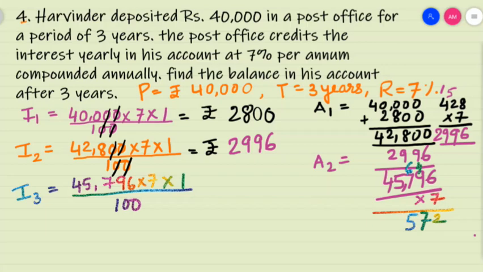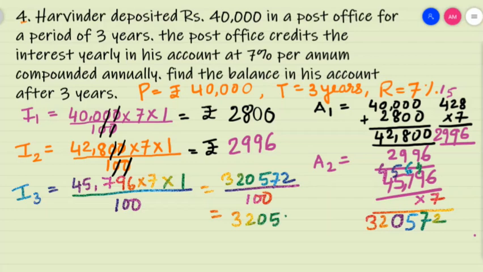That will be 55. We'll be left with 5. 7 5s are 35 and 5 is 40. 0, 4. 7 4s are 28 and 4 is 32. So it will be 32. So 320,572 divided by 100. So it will be 3,205.72. This is the interest he will get in the third year.